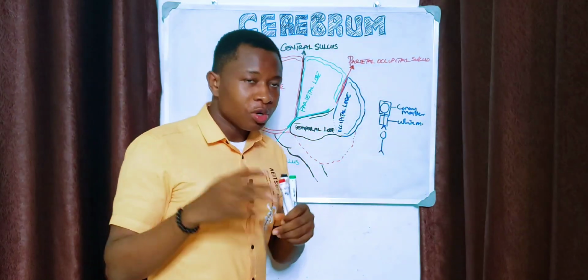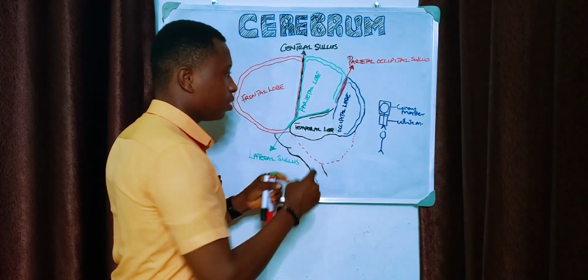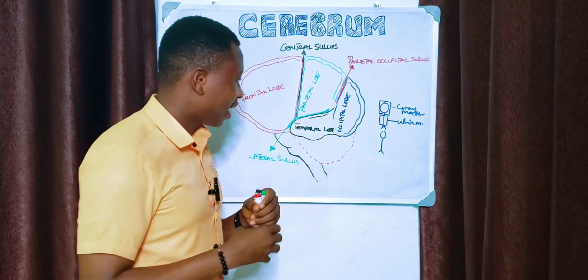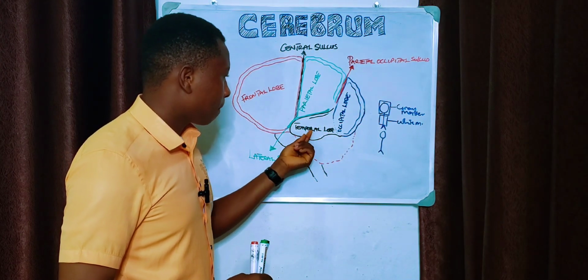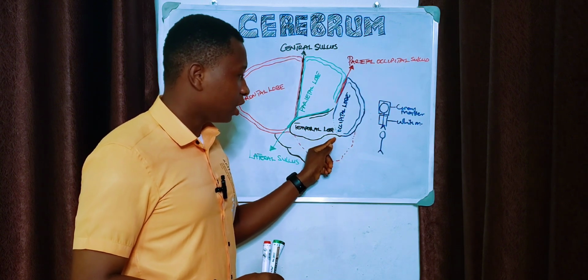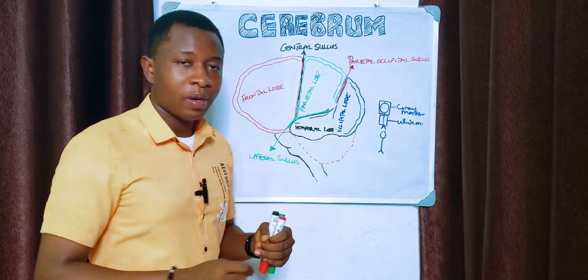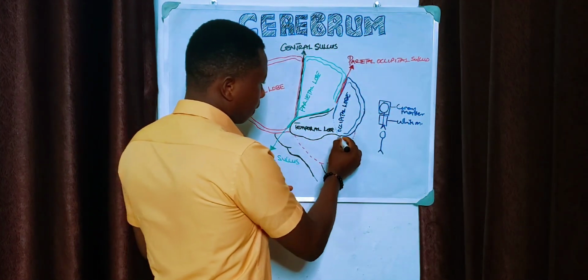The last one is not actually a division. It's like an imaginary line, drawn from the temporal lobe. You would observe that there's a bulge in here. It comes up just above the cerebellum, and that is called the pre-occipital notch.